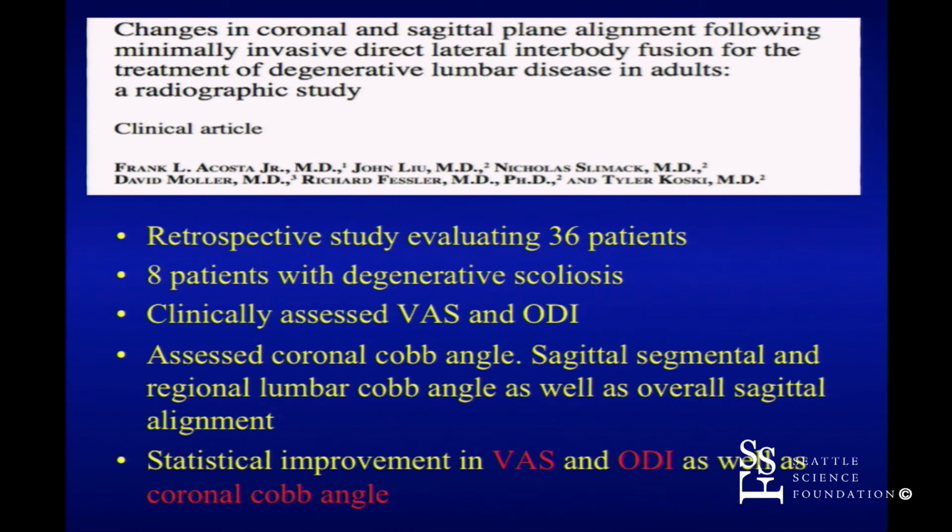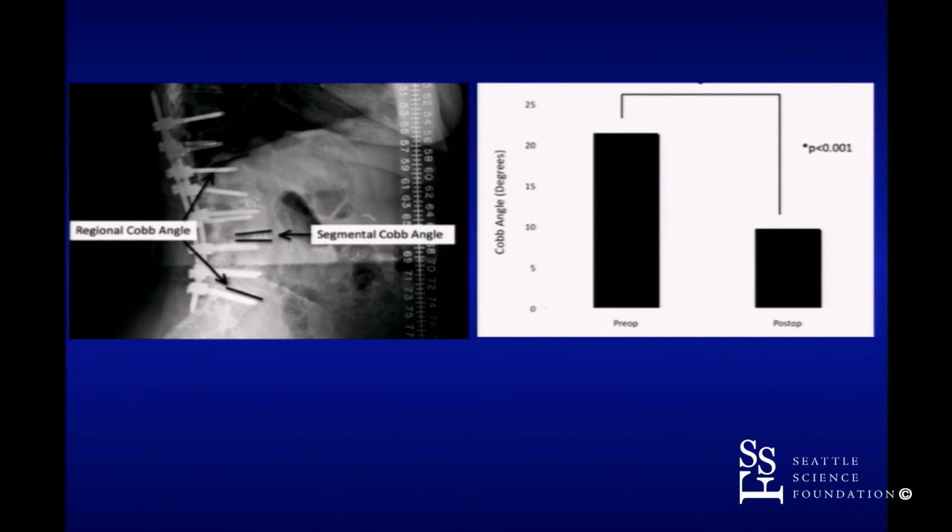Next slide, please. One of the 2 papers that did actually mention the numbers of sagittal alignment correction was by Acosta. This is a retrospective study looking at 36 patients. Only 8 of these patients had degenerative scoliosis, and they had VAS and ODI for clinical measures. In terms of radiographic measures, they looked at the coronal Cobb angle and the sagittal, segmental, and regional Cobb angles, as well as the overall SVA. As we expect with lateral interbodies, they had an improvement of the coronal Cobb angle, and their clinical scores were improved. Next slide.